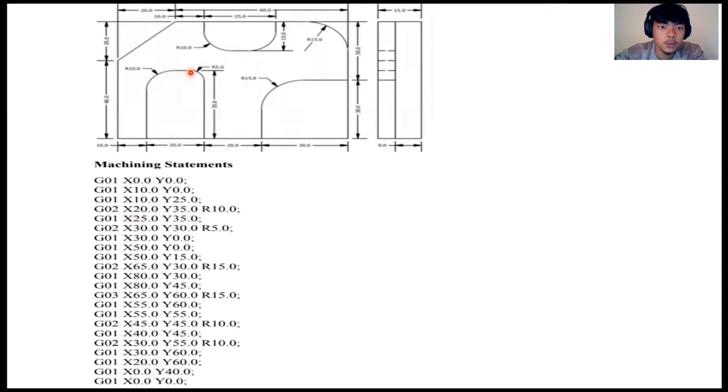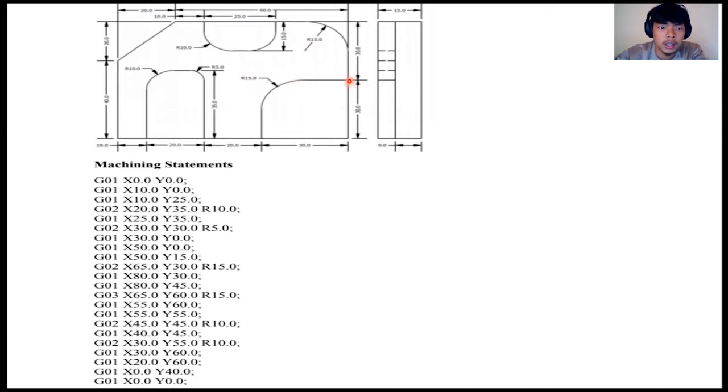And then we move to this point, also G01, and at this point G02 clockwise at X 30, Y 30, and radius of 5. And then we move to this point, and next to this point also G01, up this point G01, and at this point we have G02 at X equals 65 and Y 30 with the radius of 15.